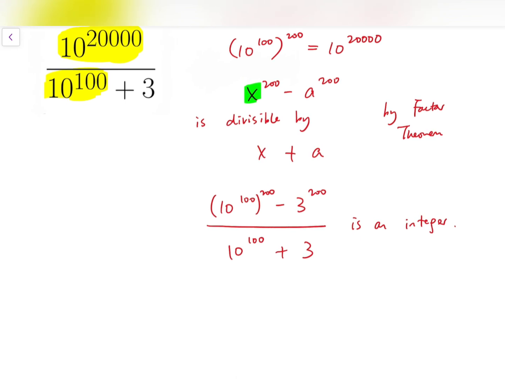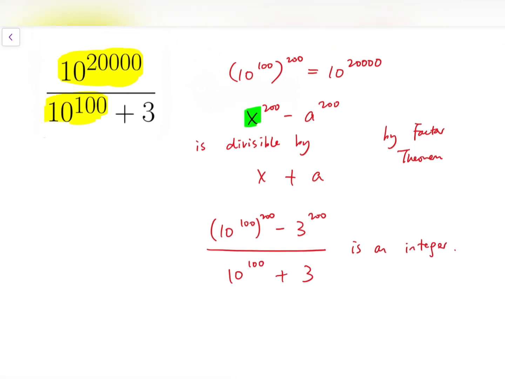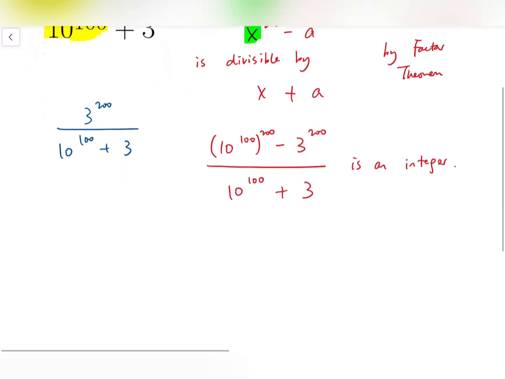So from this, we can say that to find the integral part of the given fraction, it's sufficient to find the integral part of the fraction 3 to the power 200 over the same denominator. The reason is that the difference of these two fractions is an integer.